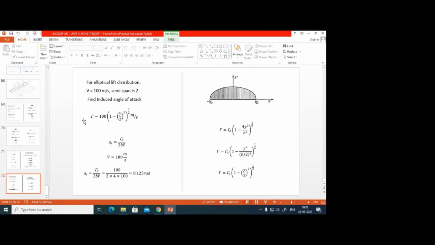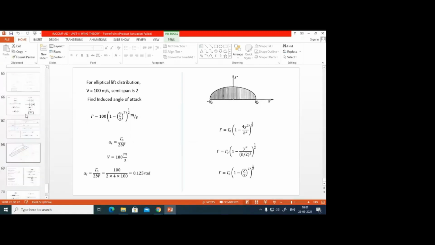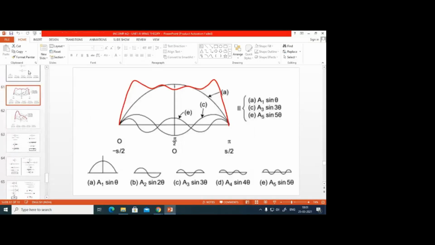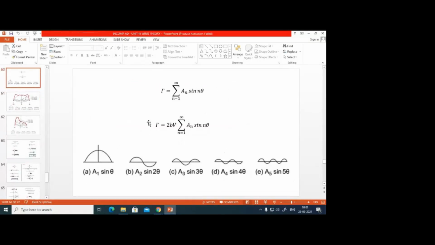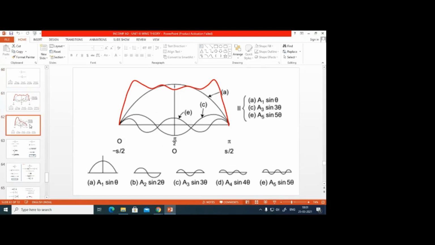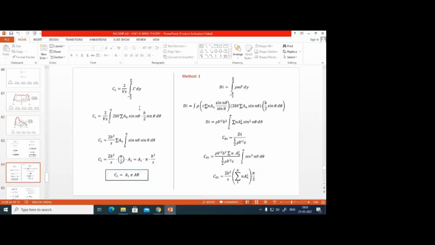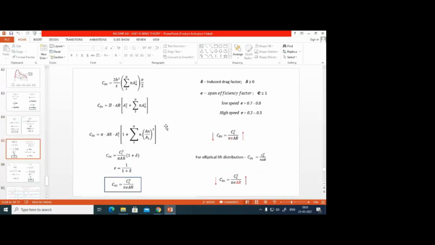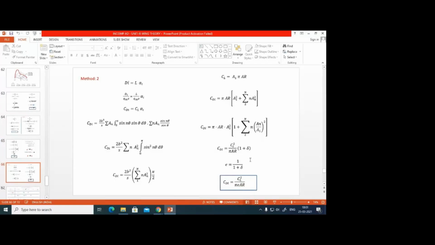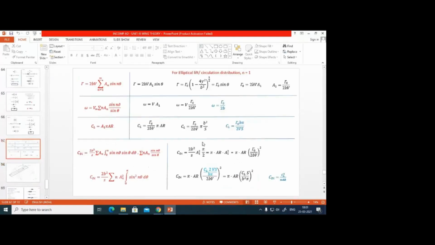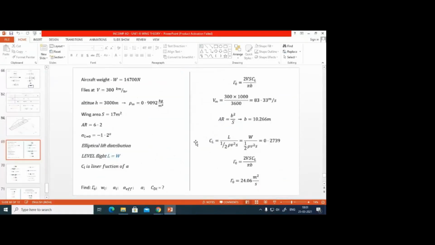This is about elliptical lift distribution and its problems. Next class we can see the general lift distribution. Okay, this is the circulation equation for general lift distribution. So why we are taking this, how it satisfies the conditions. Then same procedure. From the gamma we are finding Wi, then CL, then CDi, same procedure. That's it. This unit is over then.